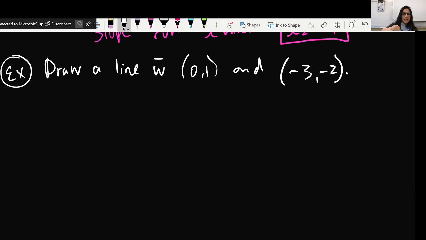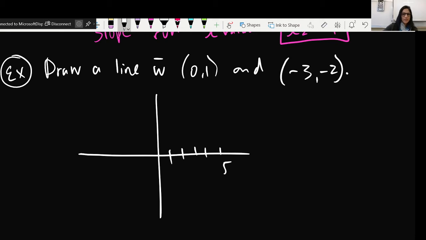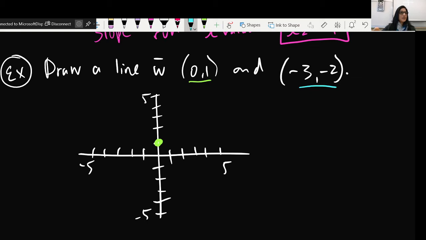So here's our first task. We're going to draw our grid. We could do 1, 2, 3, 4, 5 on both sides. So that's just to get a grid going. And then if we are going to draw these points, 0, 1, from the origin, where do I go? According to this, do I move left or right? No, I just go up 1, right? Everybody good with that? Okay, let's take a look at the other point, -3, -2. From the origin, where should I go? Yep.